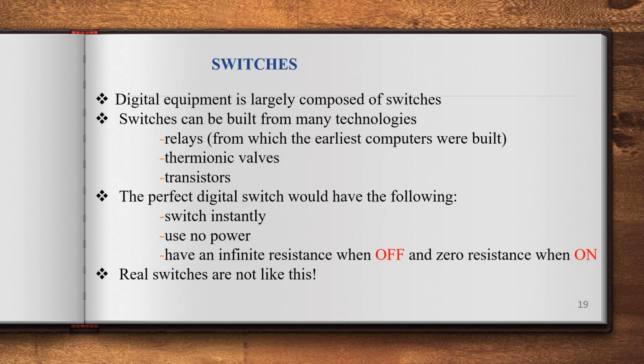Digital components are largely composed of switches. Switches can be built from many technologies: relays, from which the earliest computers were built, thermionic valves, and transistors. The perfect digital switch would switch instantly, not use any static power, offer infinite resistance when it is in the off state, and offer zero resistance when it is in the on state. A perfect switch doesn't exist. Real, practical switches offer more resistance when off and less resistance when on.